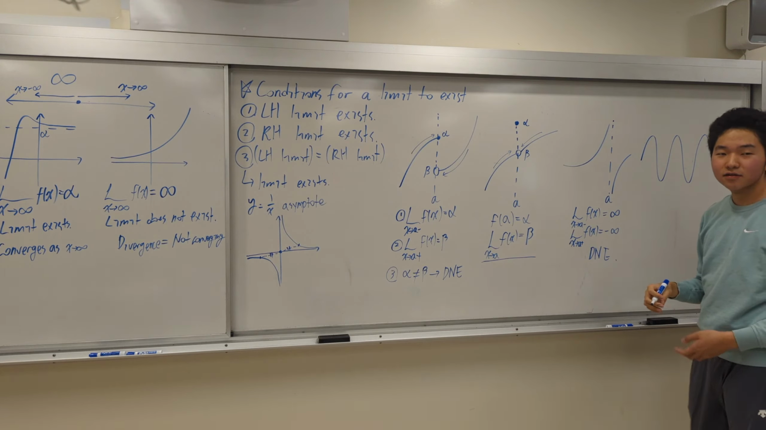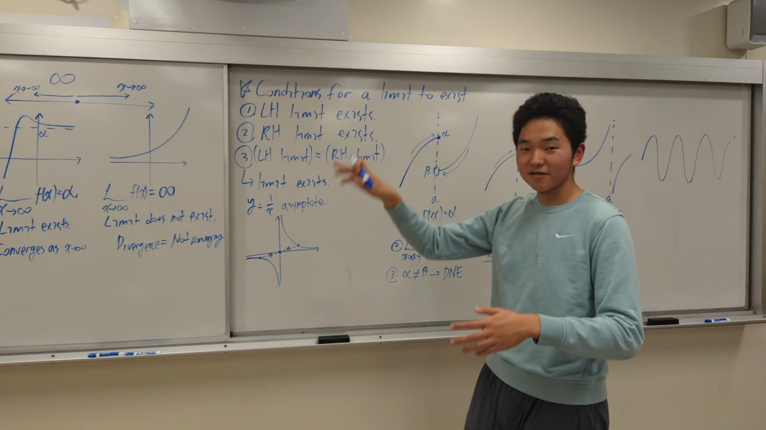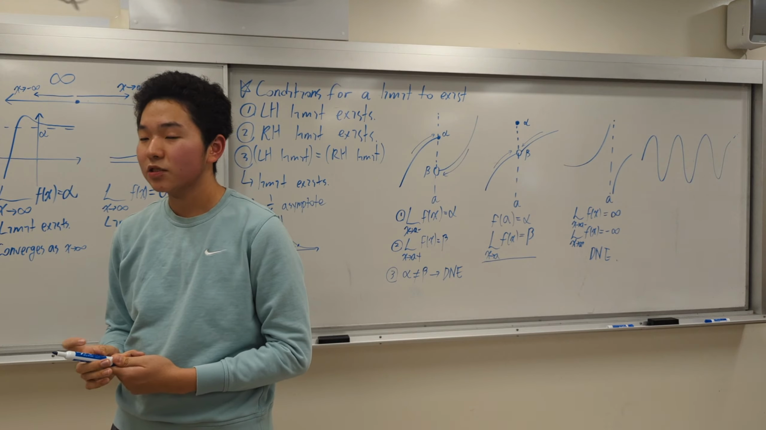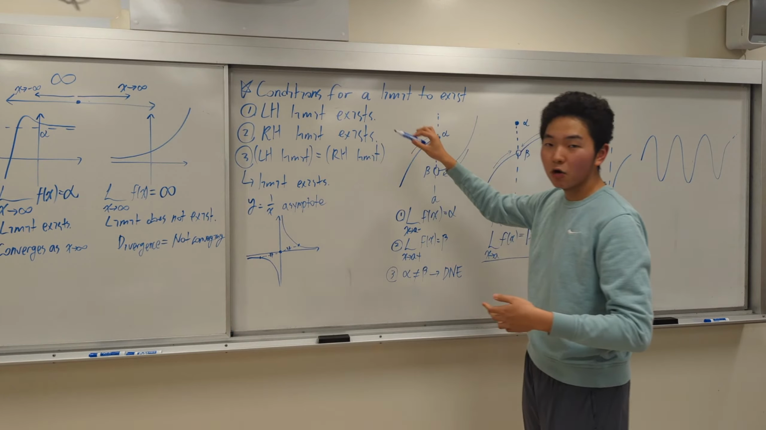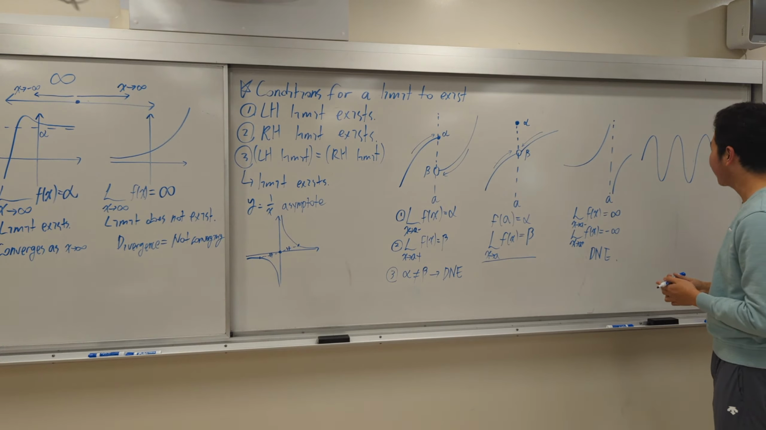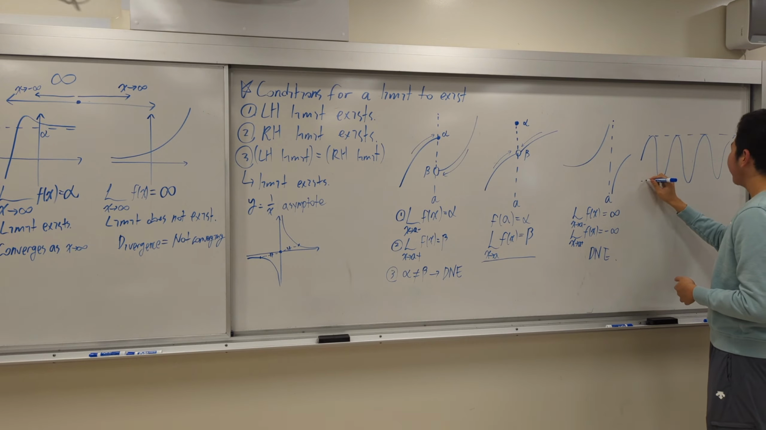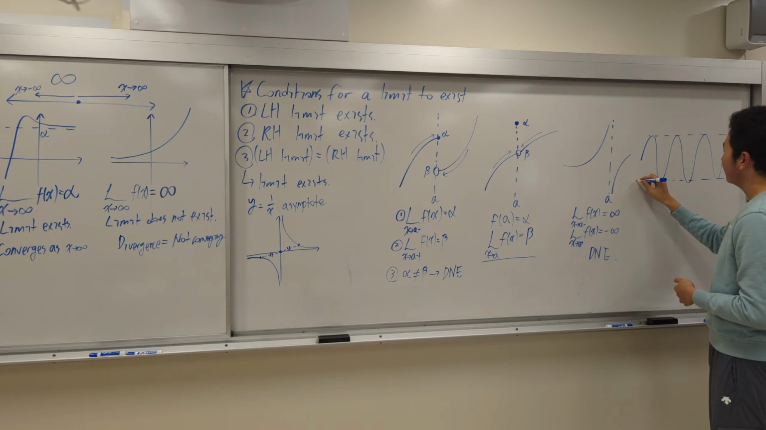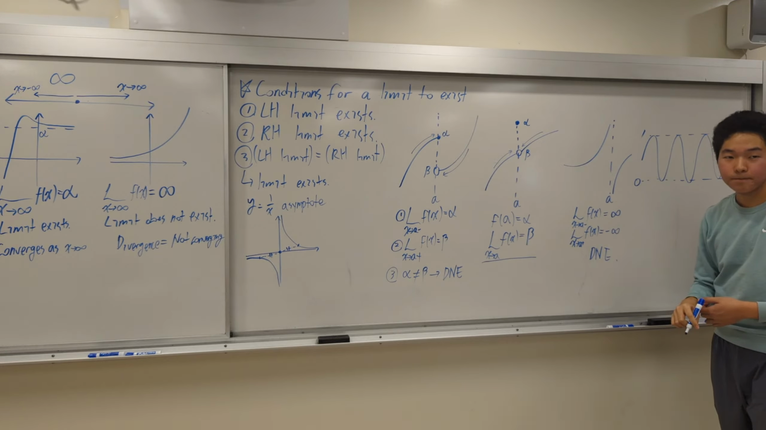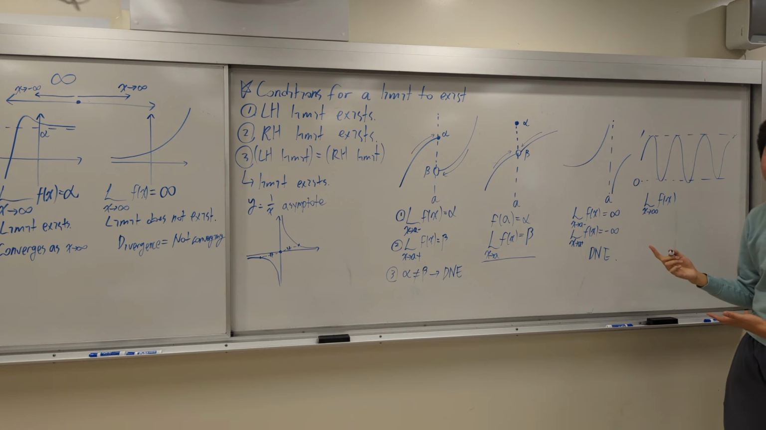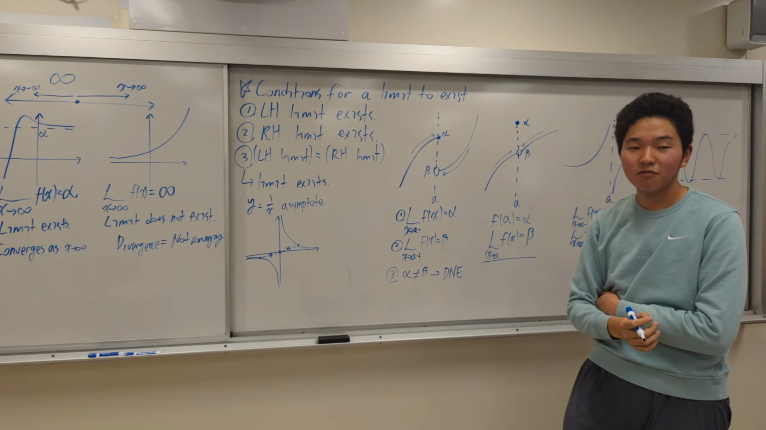Like if you studied waves in physics, or in Pre-Calc 12, you'll learn that as trig functions, but imagine a wave that goes on forever along the x-axis, right? Let's say that it oscillates between the y values of 0 and 1, okay? As x goes to infinity, does the limit of this function exist? What do you think?